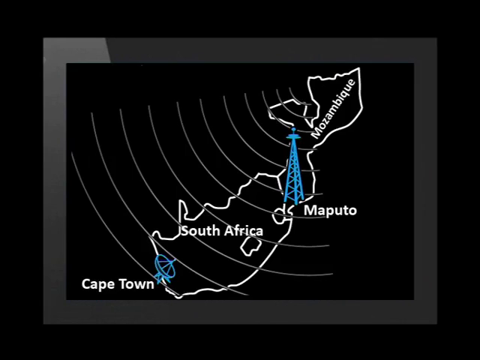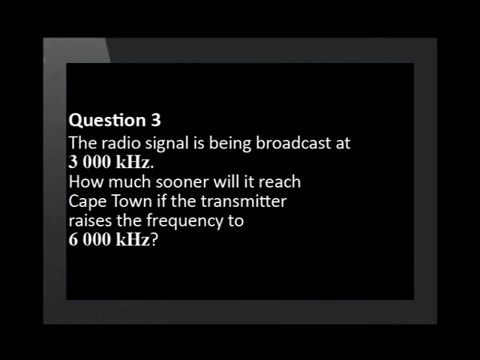A visitor goes to the technician in the transmitting radio station. The station is broadcasting at 3,000 kilohertz. The visitor asks how much quicker the signal will reach Cape Town if he increases the frequency to 6,000 kilohertz. What will the technician tell the visitor, do you think?